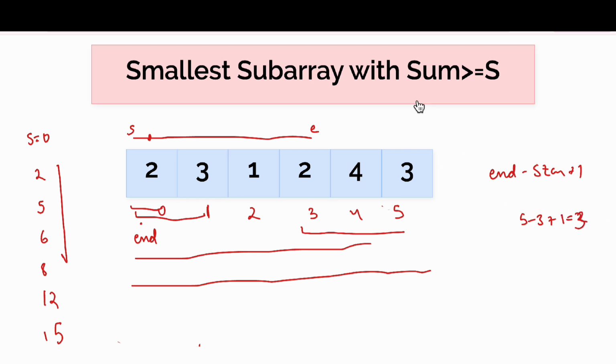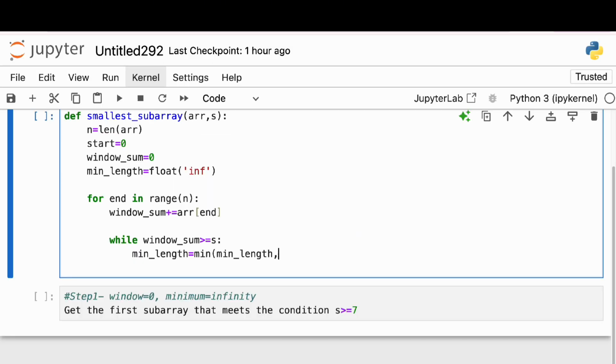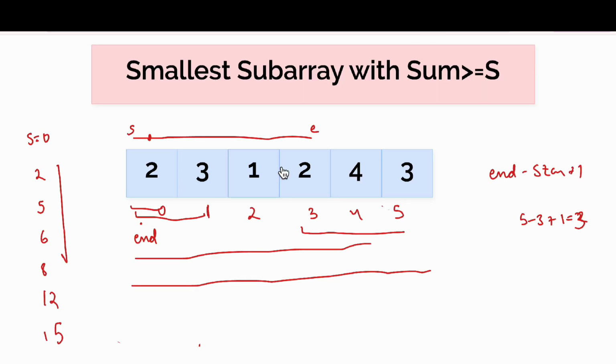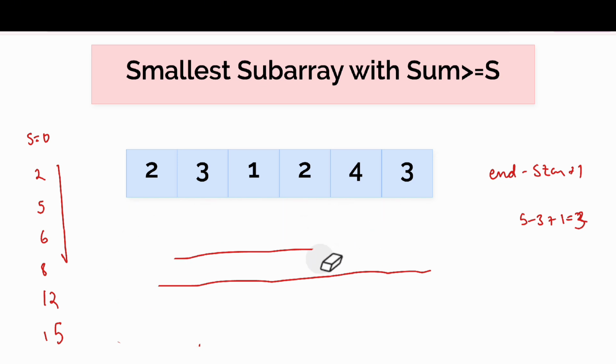So what is the window size of any array? It is the end index minus the start index plus 1. So I have to take the minimum length to be equal to the minimum of the existing minimum length and end minus start plus 1. Okay, now I have found the minimum length. So in the first scenario, I have found that this is my minimum length. Now what do I need to do? If you remember, my first task is completed: getting that particular array whose sum is greater than or equal to 7 and which has the least elements. So I have found the first array as of now, which was this one.